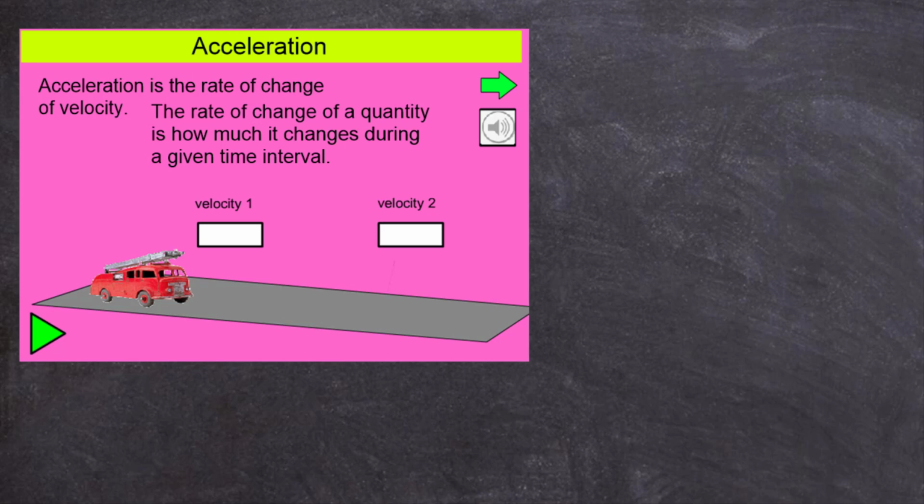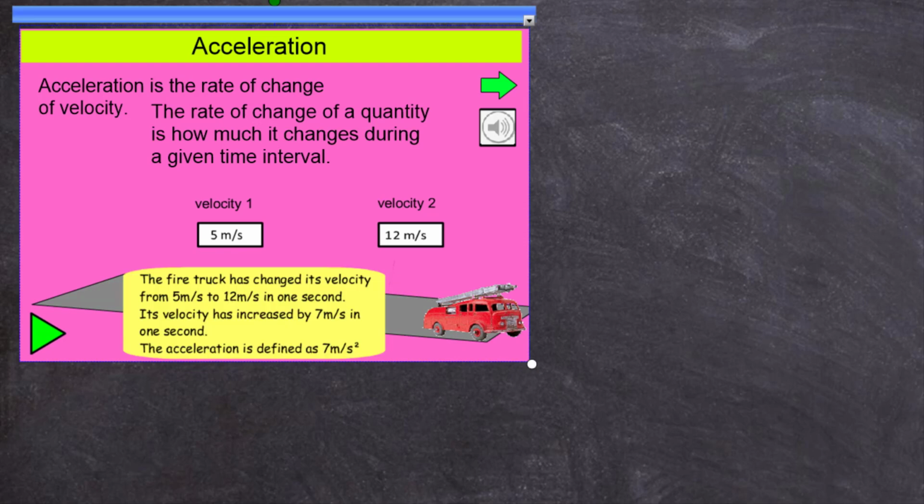So let's start the little truck moving to see how much its velocity changes over a given time of 1 second. Now you can see that the fire truck has changed its velocity. It started off with 5 meters per second and then it became 12 meters per second, and this happened over a time interval of 1 second. Now we say the velocity is increased by 7 meters per second in 1 second, and there's a special way to write down that acceleration. The acceleration is defined as 7 meters per second every second, which really tells us that in 1 second the velocity of the truck changed by 7 meters per second.